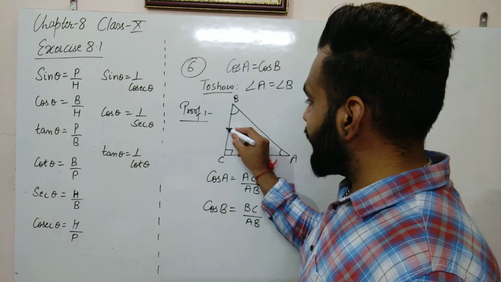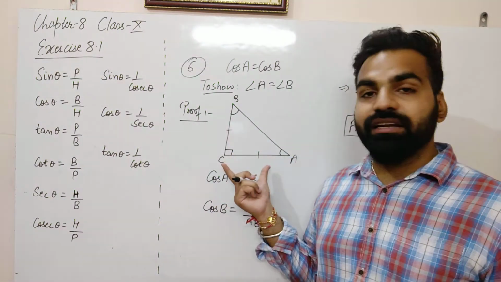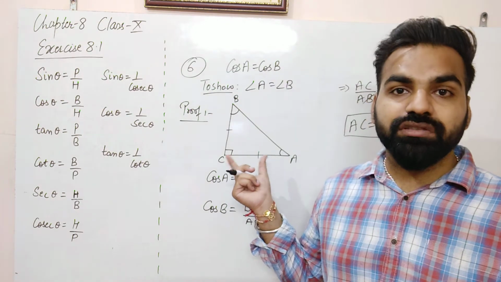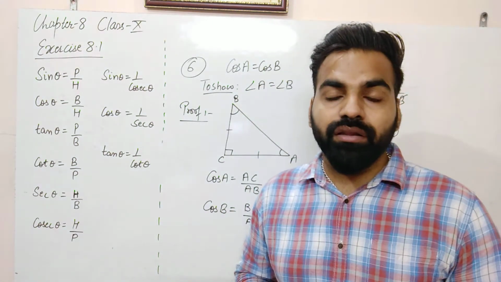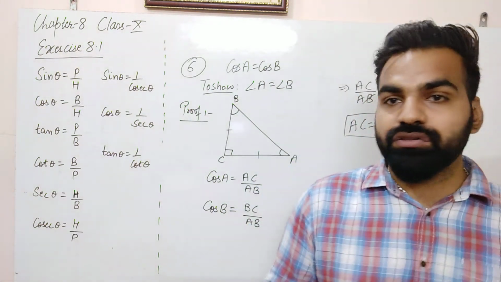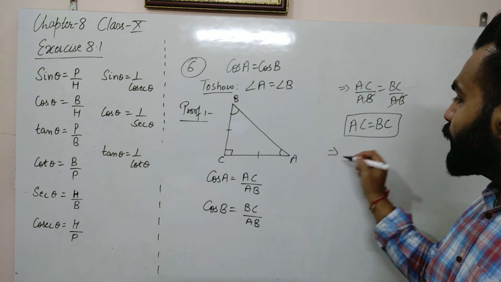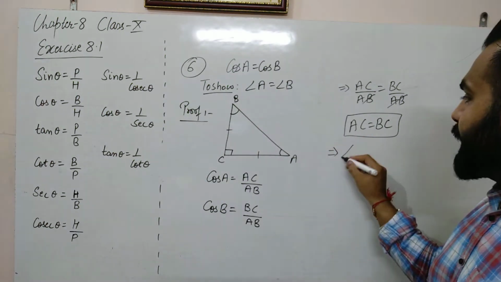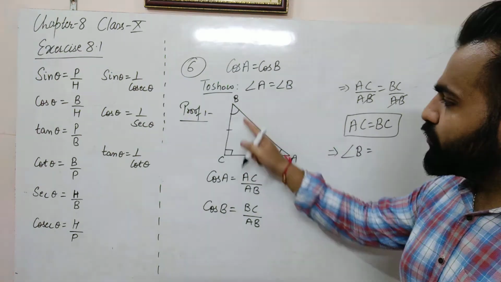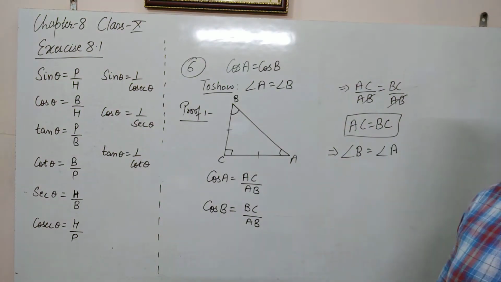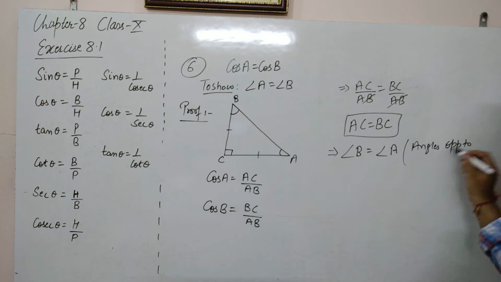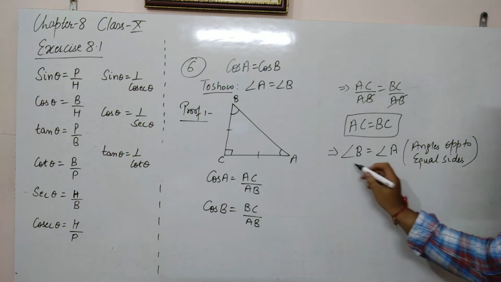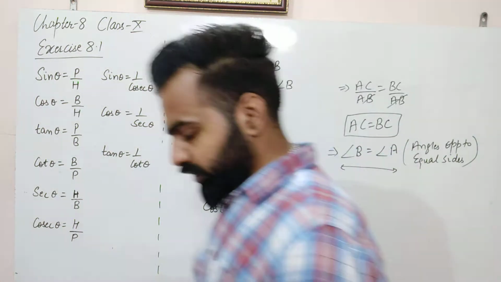So these two sides are equal now. That means this is a right triangle as well as an isosceles triangle. Now we know that if two sides of any triangle are equal, then the angles opposite to these sides are also equal. So from here the angle opposite to AC is angle B and the angle opposite to BC is angle A. So angle B will be equal to angle A, angles opposite to equal sides. So this is the proof. This was question number 6.